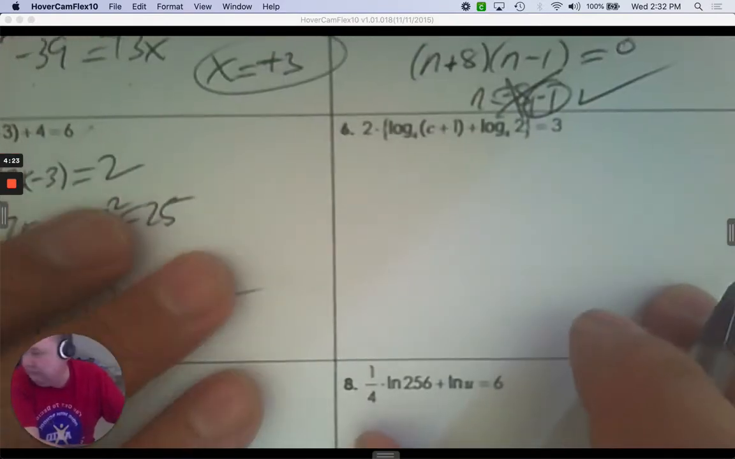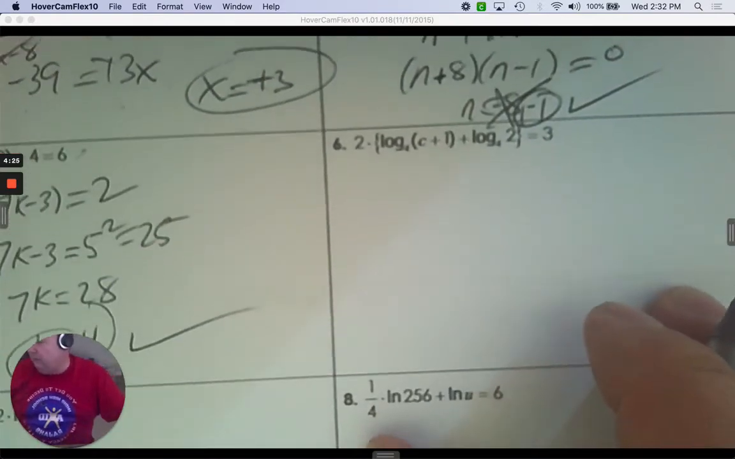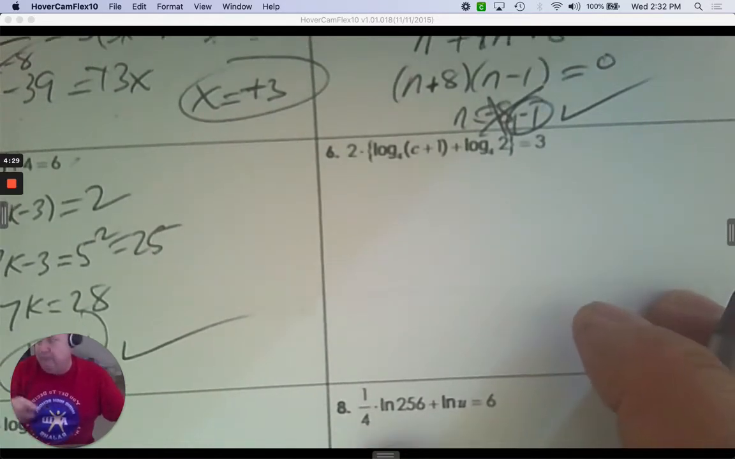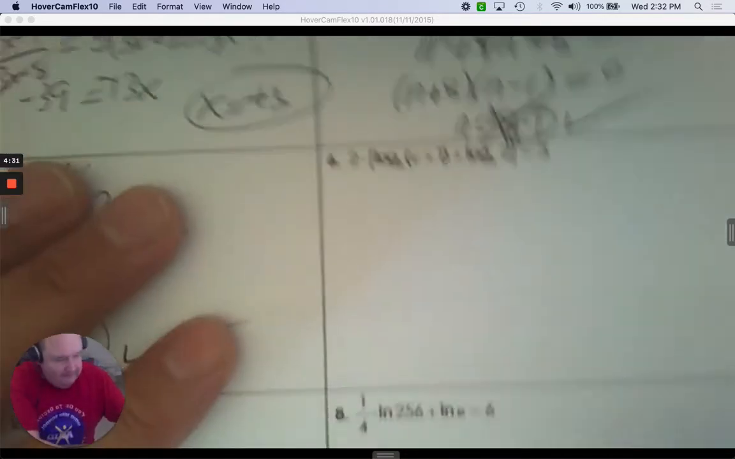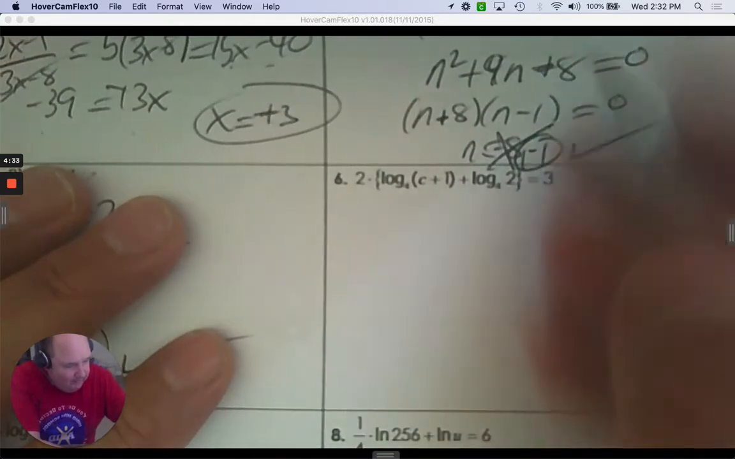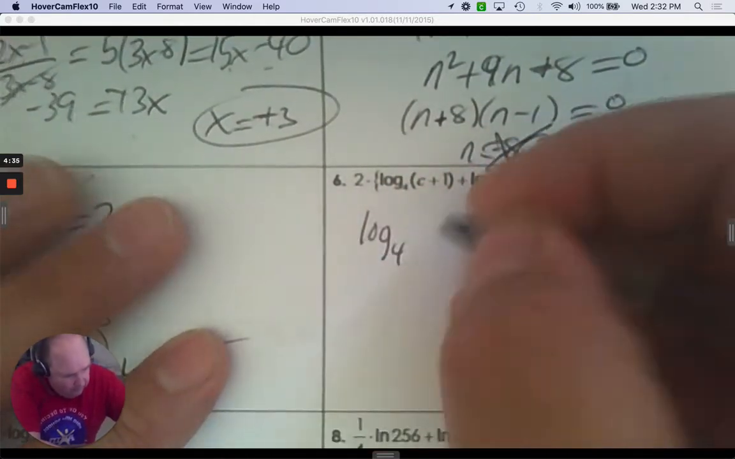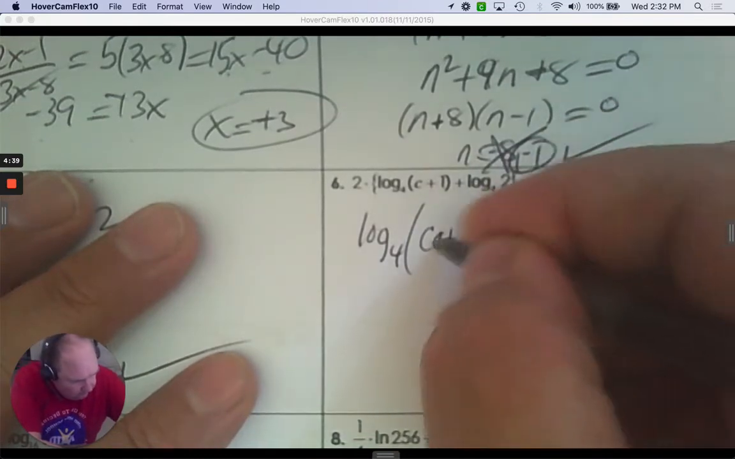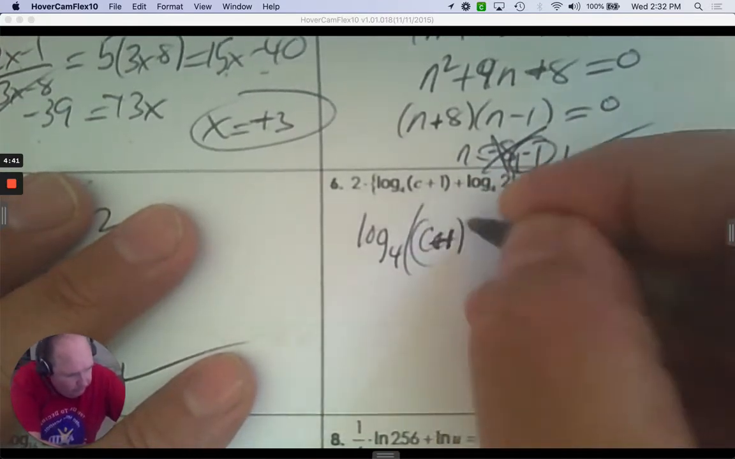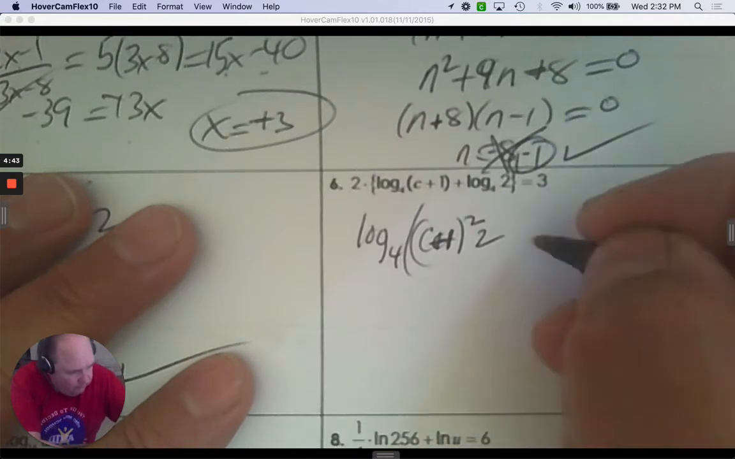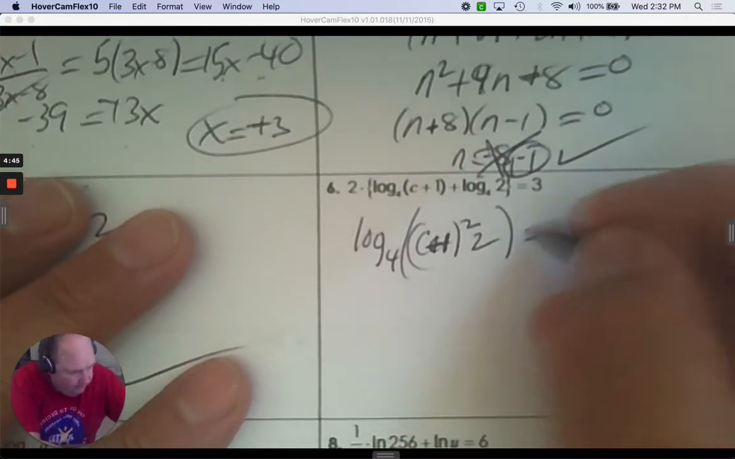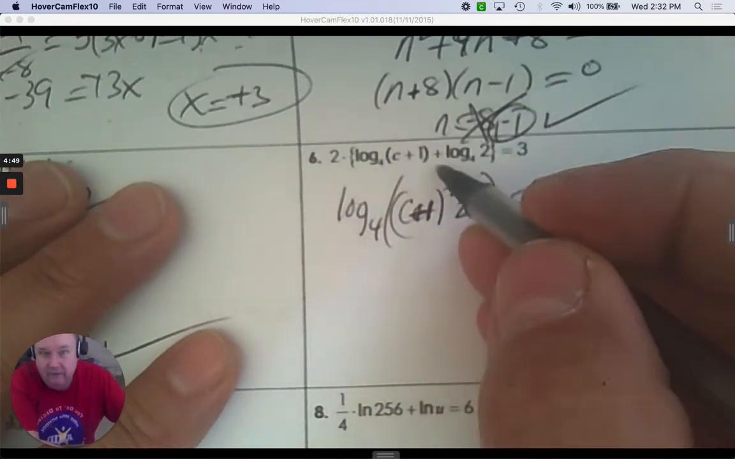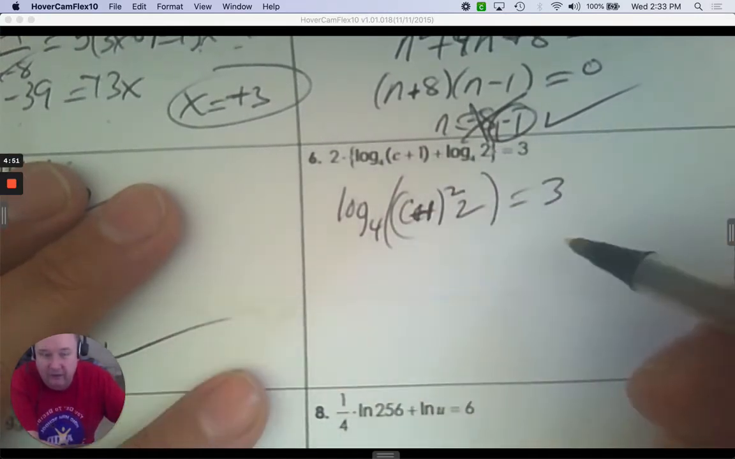Number 6. No sense being too slow. The best way to do this is you do it first, then press play, and then see if you did it right. All right, I need to write this as one logarithm. So that's going to be c plus 1 squared times 2. And that's equal to 3. So c plus 1 squared, and then times 2 to write it as one logarithm.